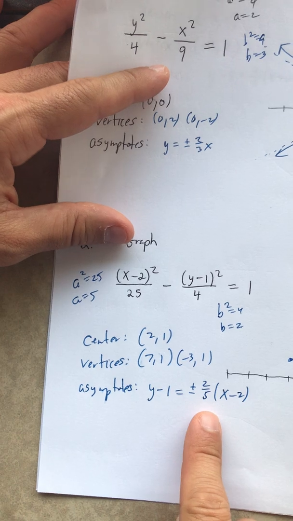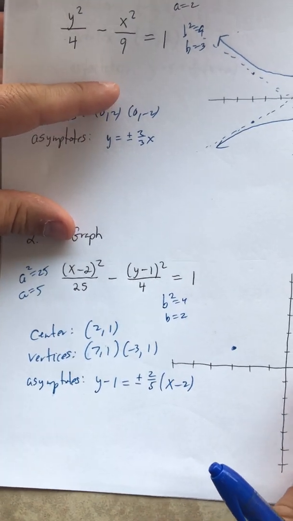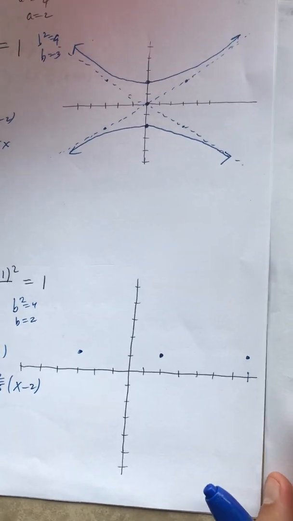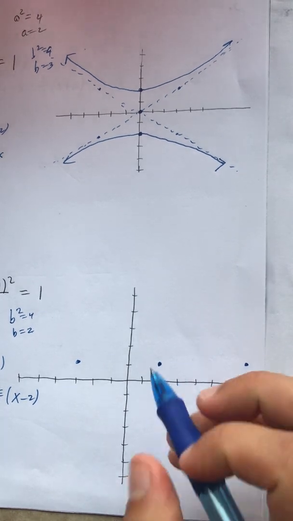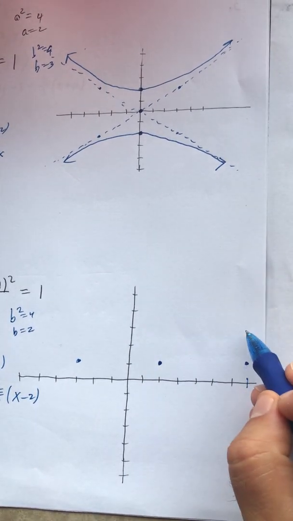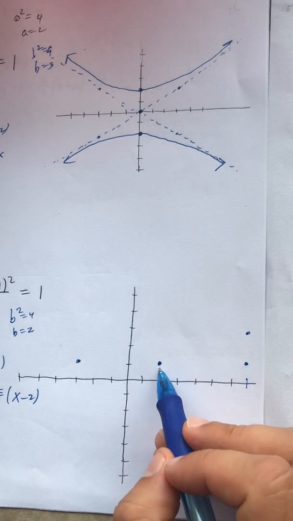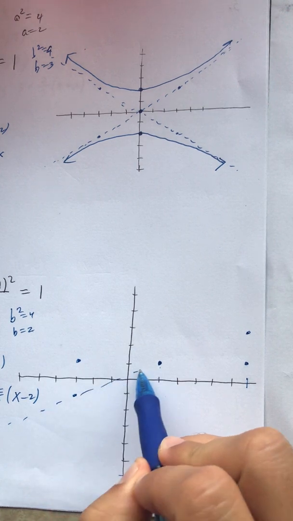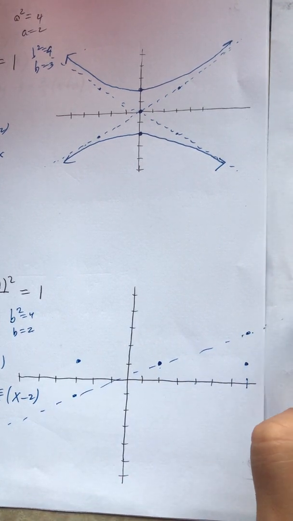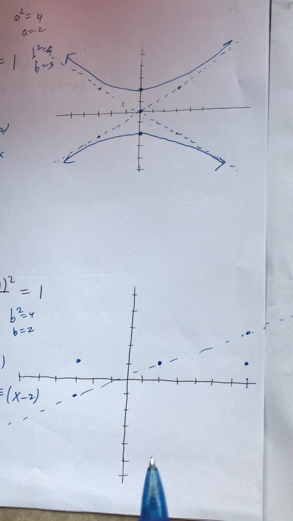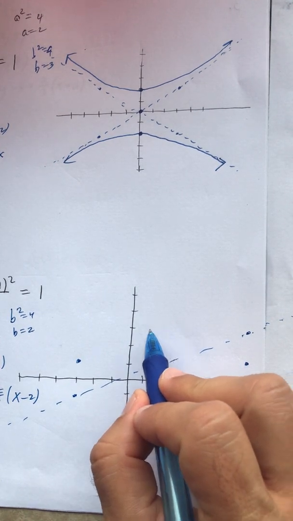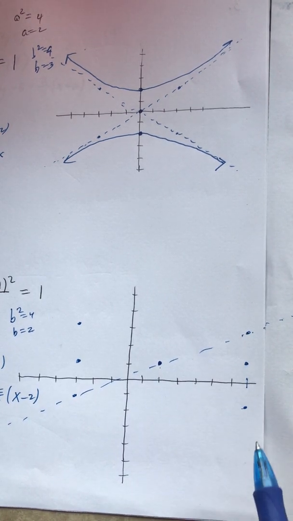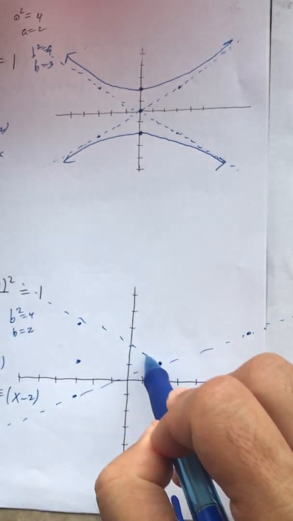So let me go ahead and plot those now. It passes through the center, passes through 2, 1, and it's going to have slope 2/5. So I'm going to go up 2 over 5, and then I'm going to go down 2 over 5. So here's going to be one asymptote. All right? And now the other one's going to be negative 2/5. So that's going to be up 2, left 5, down 2, right 5. This is the one that has slope negative 2/5.